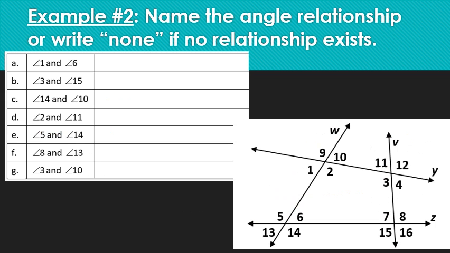All right, moving on to example 2. So we want to name the angle relationship. That would be alternate interior, alternate exterior. So let's tackle a few of these. So let's look at angle 1 and angle 6. So first of all, I need to decide if they're on the same side or alternate sides of the transversal. So if I look at transversal W, they are on all opposite sides and they are both interior. So I would call these alternate interior angles.